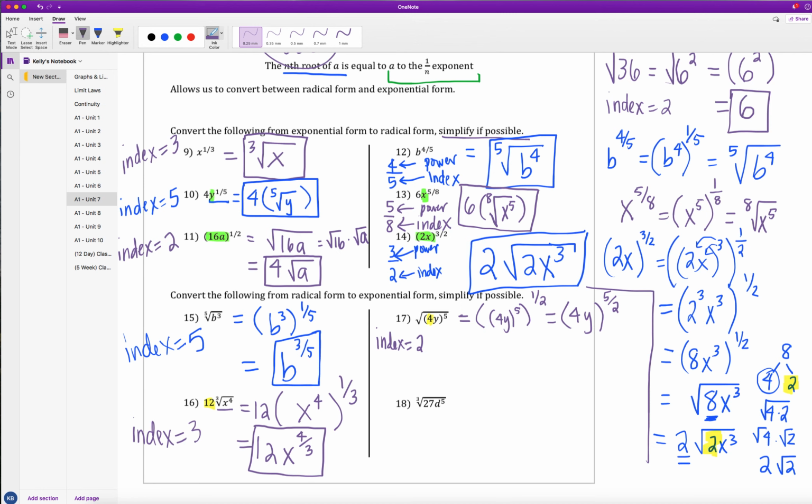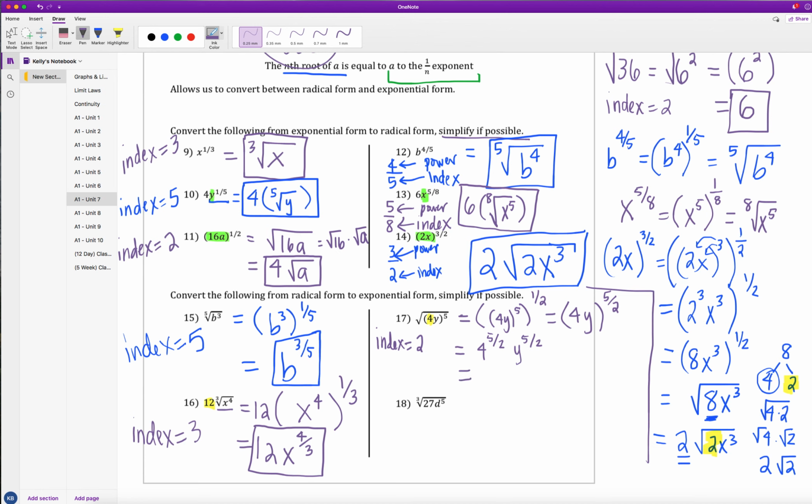When we have two different bases inside raised to a power, remember we can distribute that power, and this will become 4 to the 5/2 times y to the 5/2. Y to the 5/2 we can't simplify anymore since it is already in exponential form and our base is a variable. Now the 4 to the 5/2, we want to see if we can simplify. The way we see if we can simplify this is looking at that index and looking at our base. So our index is 2, which is the same thing as a square root, and 4 is a perfect square.